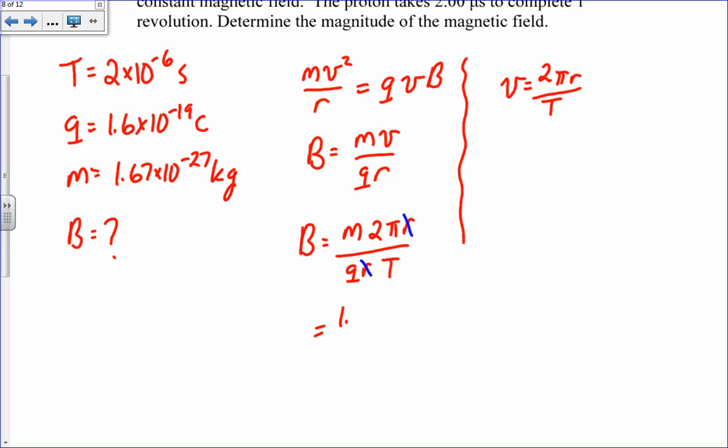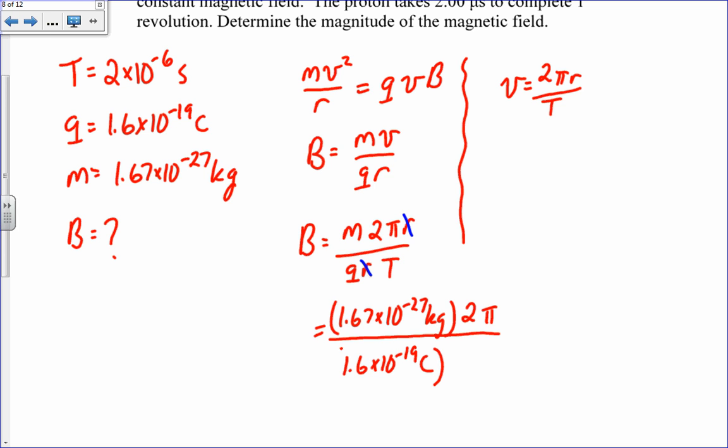It's going to be 1.67, the mass of the proton. I'm going to leave off the negative because I'm just looking for the magnitude here. And 2 times 10 to the... And that gives me a magnetic field of 0.033 Tesla.